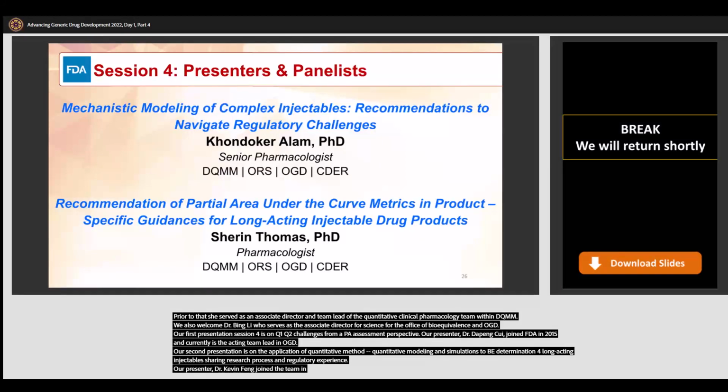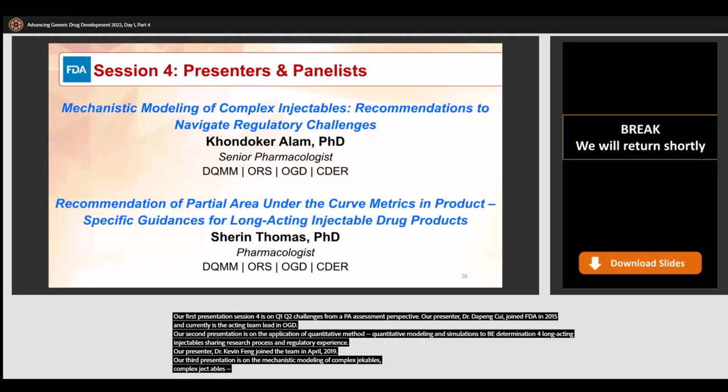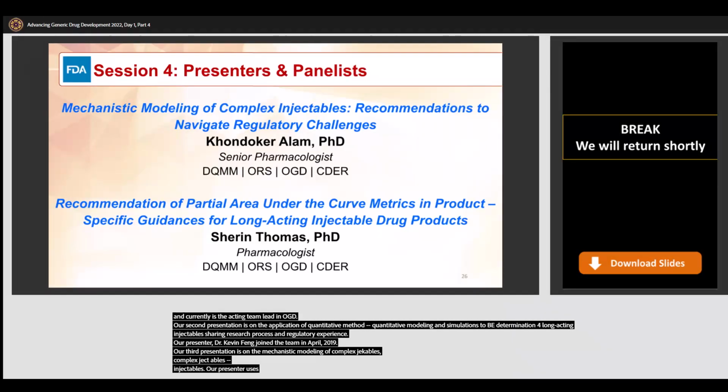Our third presentation is on the mechanistic modeling of complex injectables, recommendations to navigate regulatory challenges. Our presenter, Dr. Kandakar Alam, is currently working as a senior staff fellow at the Division of Quantitative Methods and Modeling in the Office of Research and Standards. His role in the division is to utilize translational tools such as physiologically based pharmacokinetic modeling to address specific questions pertinent to drug development process and/or regulatory decision making.